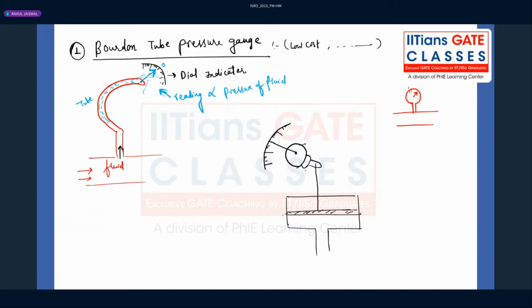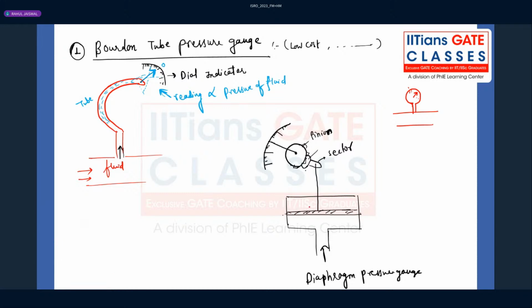This is the pinion. Please understand, this is the pinion. It is connected with the pinion and gear mechanisms. This is what we call the sector, and the fluid is passing. This is nothing but what we call the diaphragm pressure gauge. It's a very simple principle.